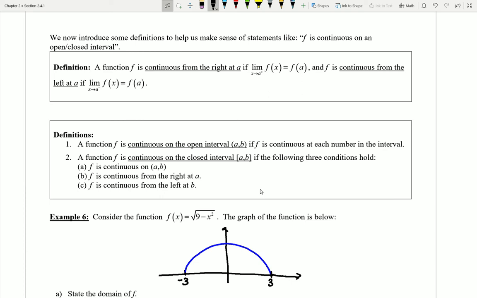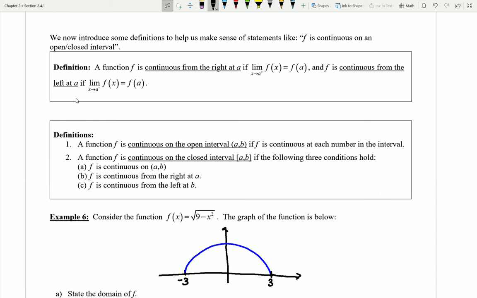So thus far, we've been talking about what it means for a function to be continuous at a specific point, right? At a specific value of x. And so now we want to introduce some definitions and terminology that will help us make sense of a statement of something like a function is continuous on an entire open or closed interval. That is, it's continuous kind of over a range of values.